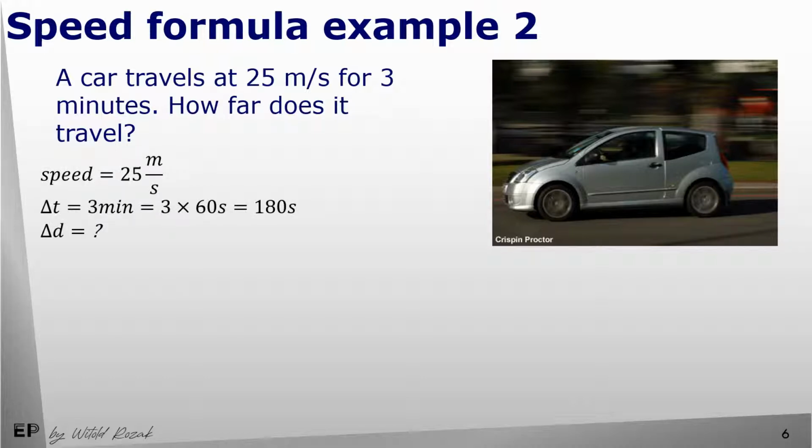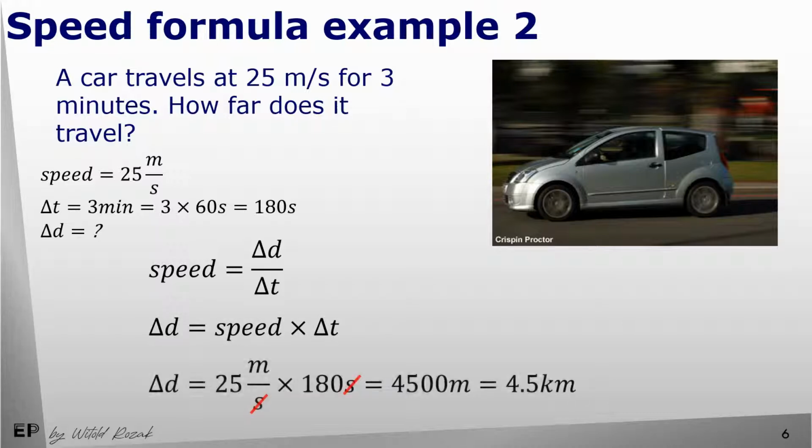In the second example, we'll calculate the distance. Let's start by making a list of information given in the question. Speed is 25 meters per second and time is 3 minutes. Notice that the time was given in minutes, but the unit of time in speed was seconds. We need to make sure that we are not mixing different units of the same quantity, so we'll convert minutes to seconds by simply multiplying 3 by 60, which is 180 seconds. Now we can use our speed formula. We will rearrange it by multiplying both sides by delta t. After plugging in numerical values of 25 meters per second and 180 seconds, seconds cancel out and we end up with 4,500 meters, which is 4.5 kilometers.